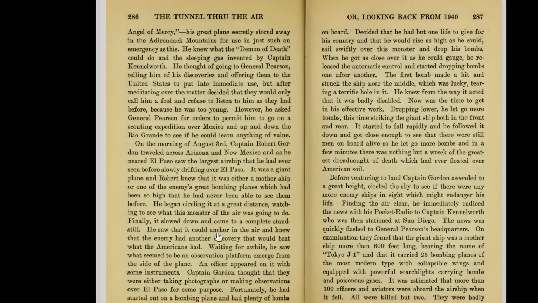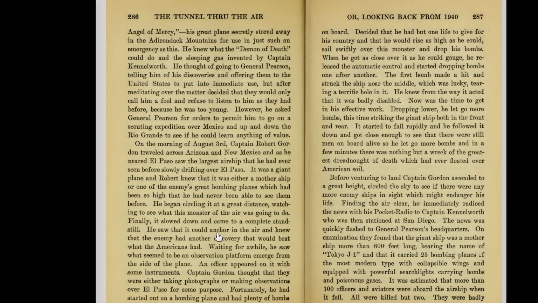Dropping lower, he let go more bombs, this time striking the giant ship from both the front and the rear. It started to fall rapidly, and he followed it down and got close enough to see that there were still men on board alive, so he let go more bombs, and in a few minutes there was nothing but a wreck of the greatest dreadnought of death which had ever floated over American soil.